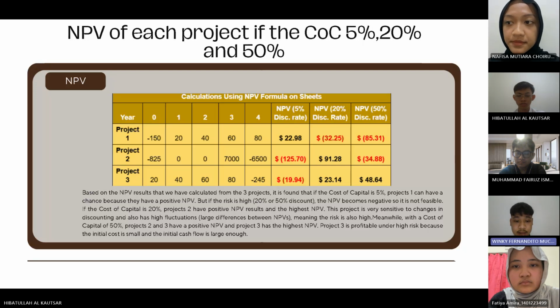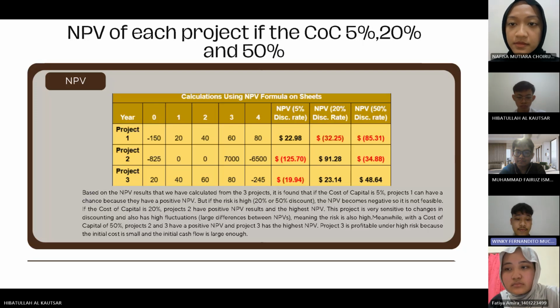If the cost of capital is 20%, project 2 has a positive NPV result and the highest NPV. This project is very sensitive to changes in discounting and also has high fluctuation, or large differences between NPVs. The meaning is the risk is also high. Meanwhile, with cost of capital 50%, projects 2 and 3 have a positive NPV, and project 3 has the highest NPV. Project 3 is profitable under high risk because the initial cost is small and the initial cash flow is large enough.